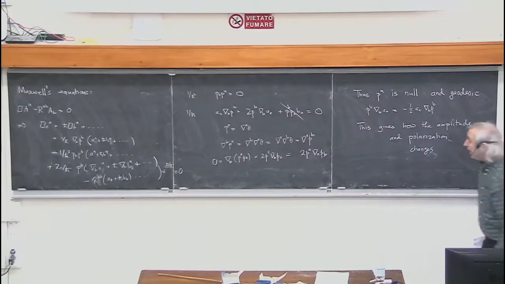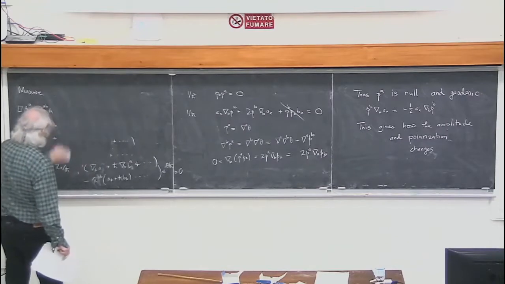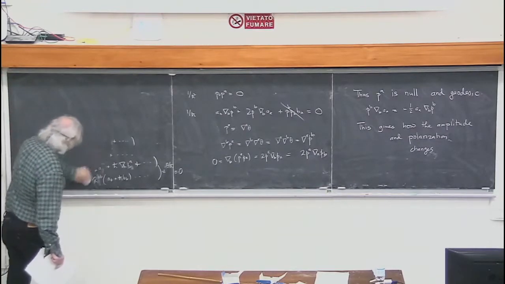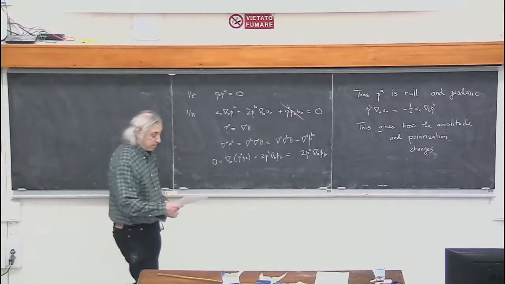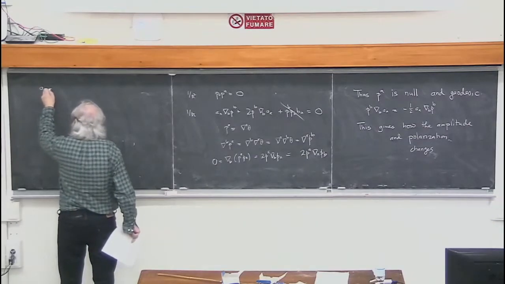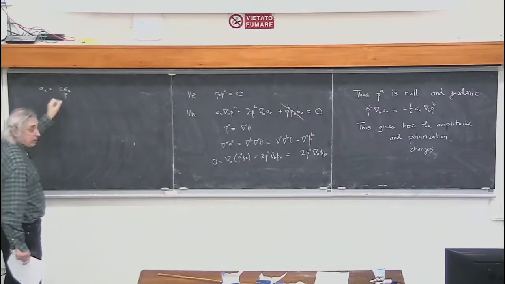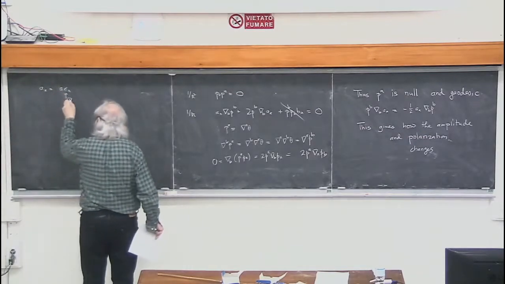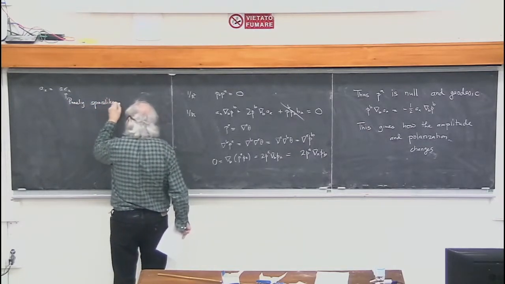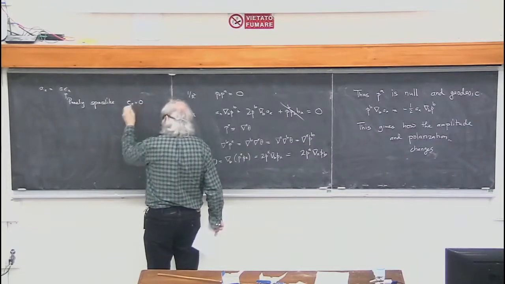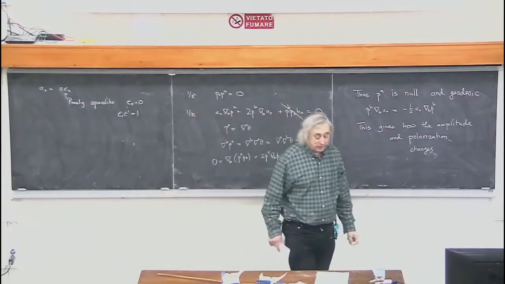So let's decompose A, the vector A^A, into the modulus and its polarization, and see what equations these give for us. So write A^A is A times ε^A. This thing is purely space-like because we've chosen the gauge that way. So ε^0 is equal to 0. ε·ε is going to be equal to 1. I'm going to choose it to be a unit space-like vector.